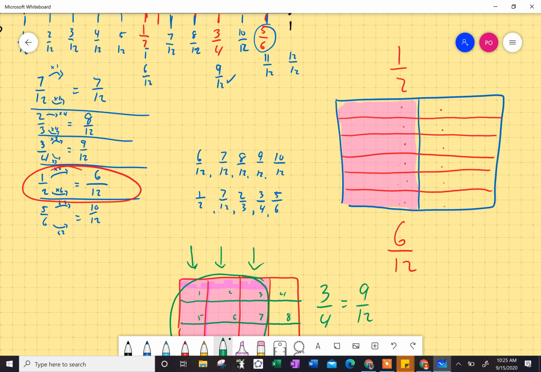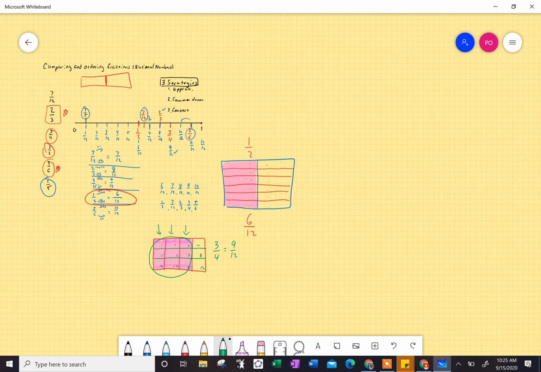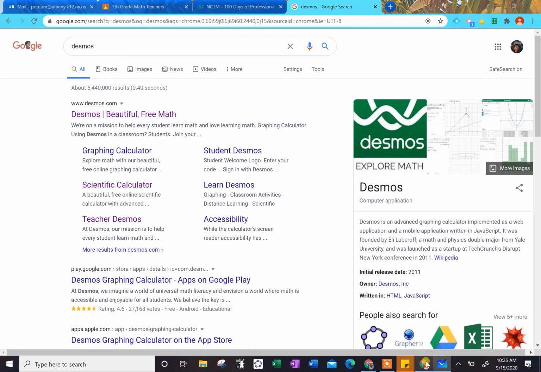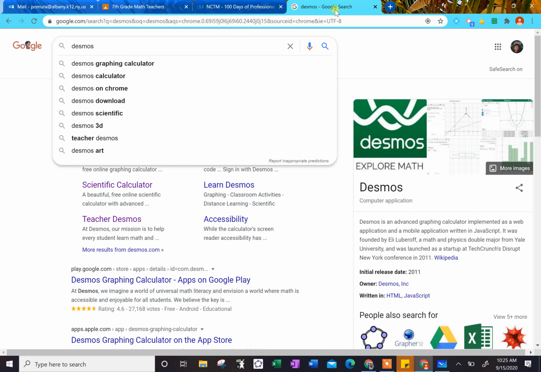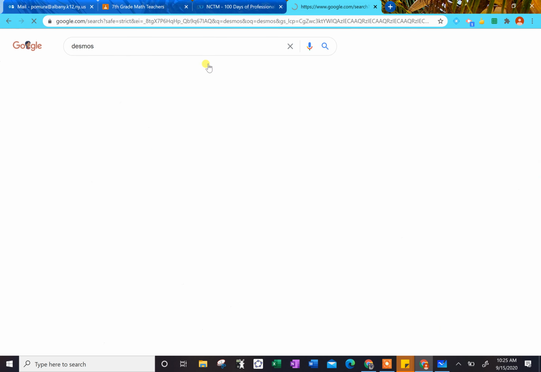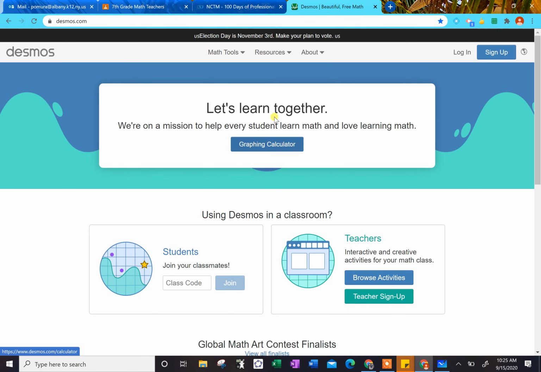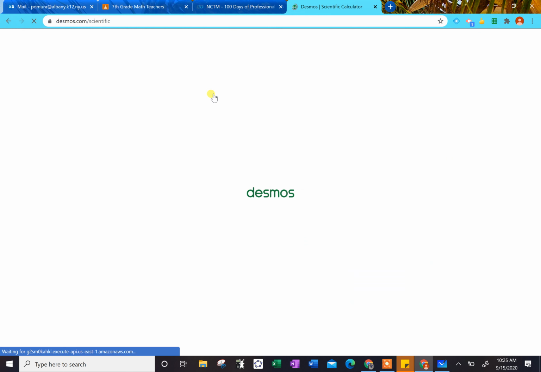The last thing you can do, and I'm actually a little hesitant to show you this, but I'm going to show you anyway. Last thing you can do is you can say, all right, well, what's 7/12 as a decimal? And if you go to Google and you type in Desmos and you click search, you'll get here. So you go Desmos Beautiful Free Math. Now go to the math tools and click on the scientific calculator.